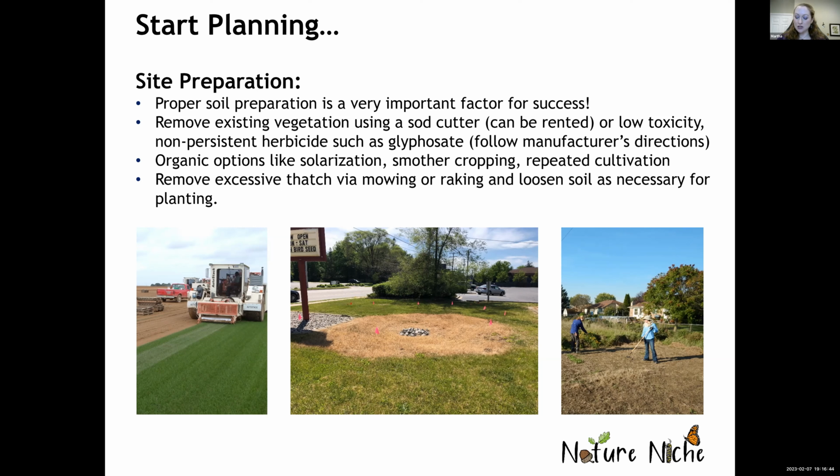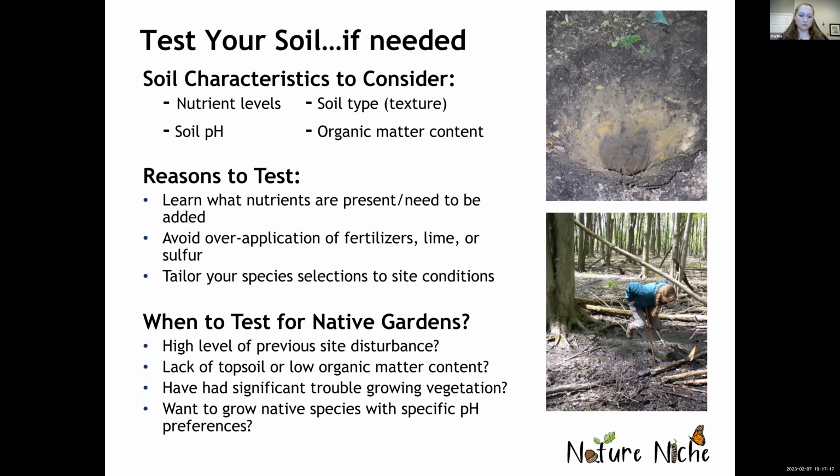There are organic options like solarization, smother cropping, repeated cultivation or tilling. And then you want to remove excess thatch by mowing, raking. In some cases, you can do a prescribed burn and loosen the soil if it's compacted. After my slides, the first handout I provided is 10 Steps to a Successful Wildflower Planting, which does a great job of getting you ready to do site preparation.